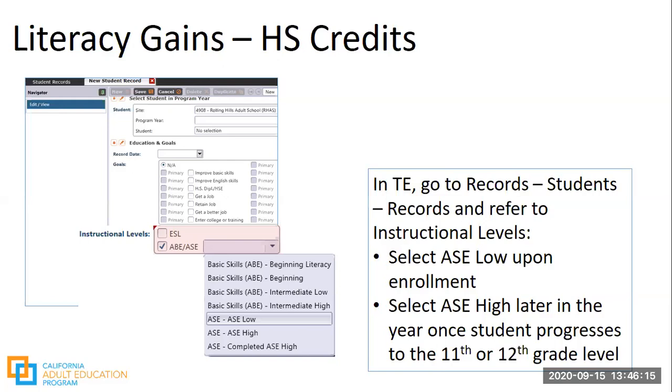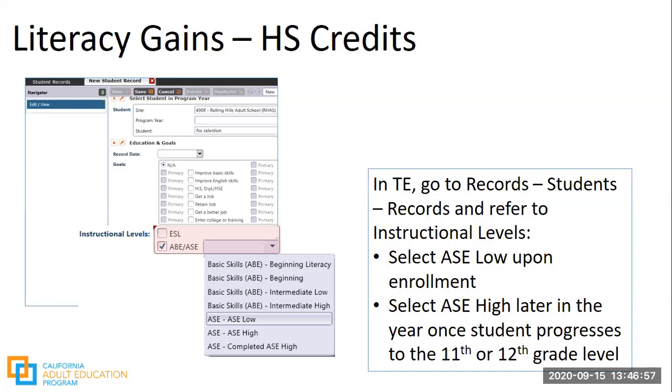So in the federal regs, it says you get a measurable skills gain when, through high school credits, the student starts the year at the 9th or 10th grade level and advances to the 11th or 12th grade level through Carnegie units or high school credits. So long story short, there's a way to mark credits in TE, but everybody has a different way of doing it in different districts. So using that is kind of a non-starter because all you districts have a different way of accounting for high school credits. So instead we use the self-reported level, as you can see from the screenshot on the slide.